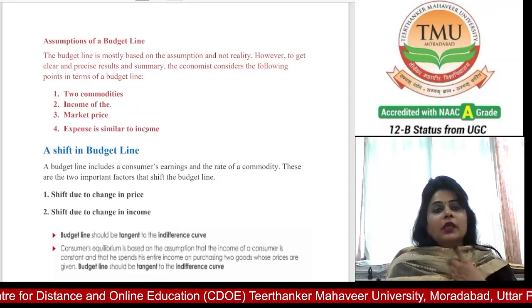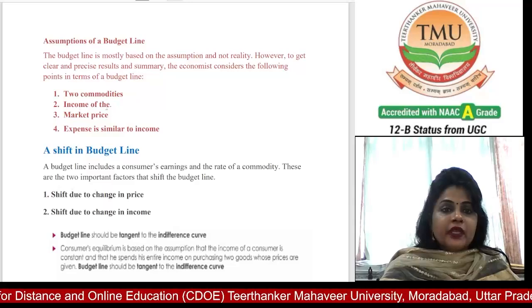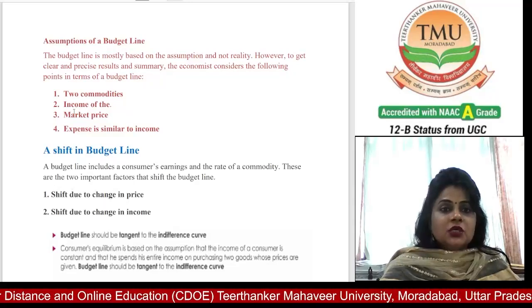Now, income of the... sorry, I missed this in it. It is a PDF, so I can't change it now.